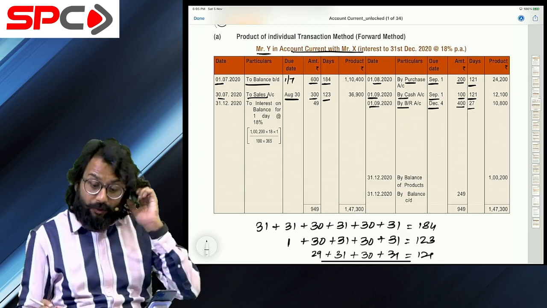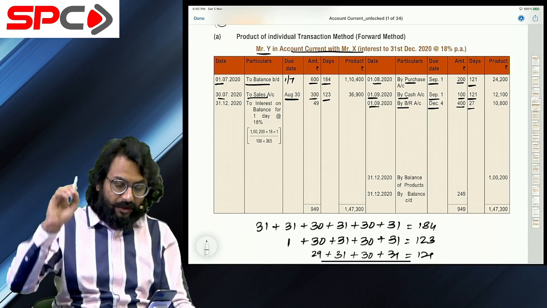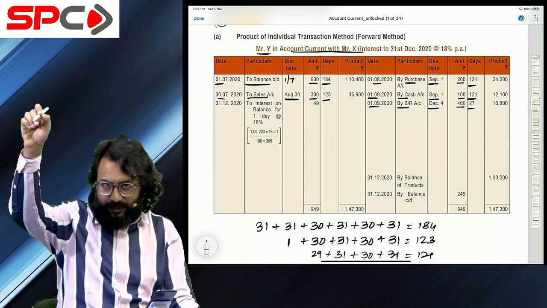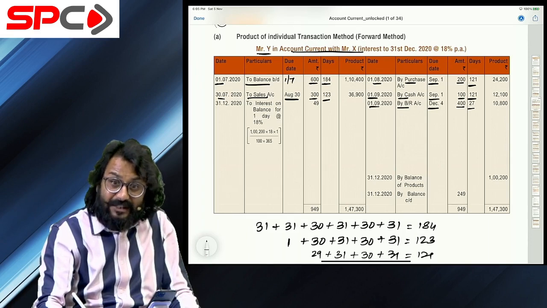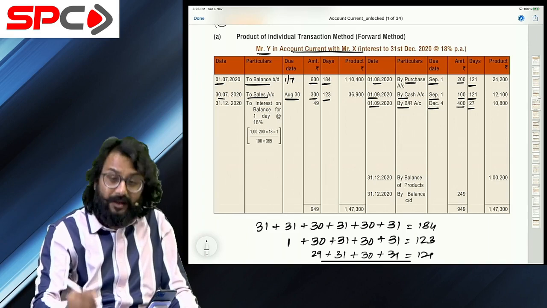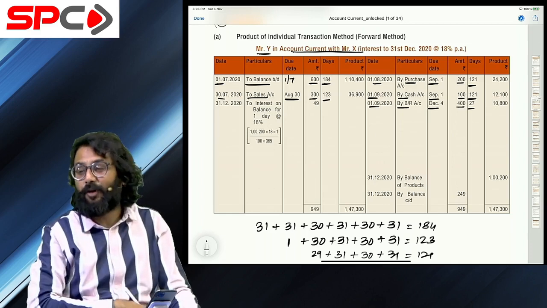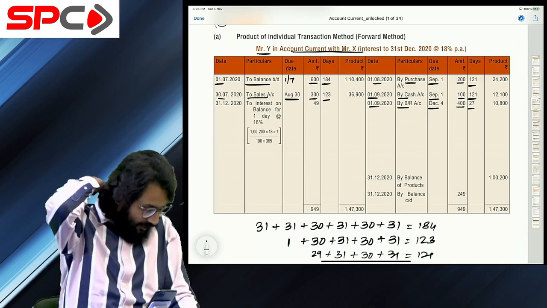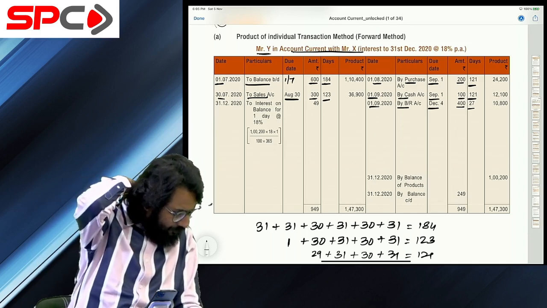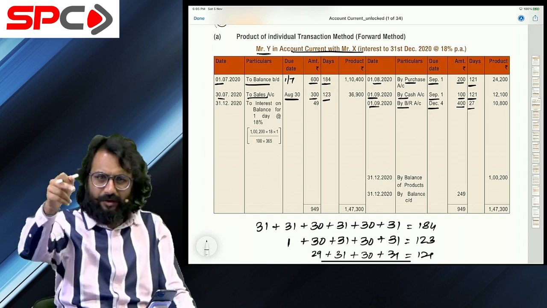Now, what will you do in the forward method? Let's calculate here only. In the forward method, you calculate from the beginning to the date of transaction. Sorry, backward method. In the backward method, I will calculate from the beginning to the due date. Now, boys and girls, did they give you the beginning? So, the beginning is 1/7 only. Balance owing is given on 1/7.